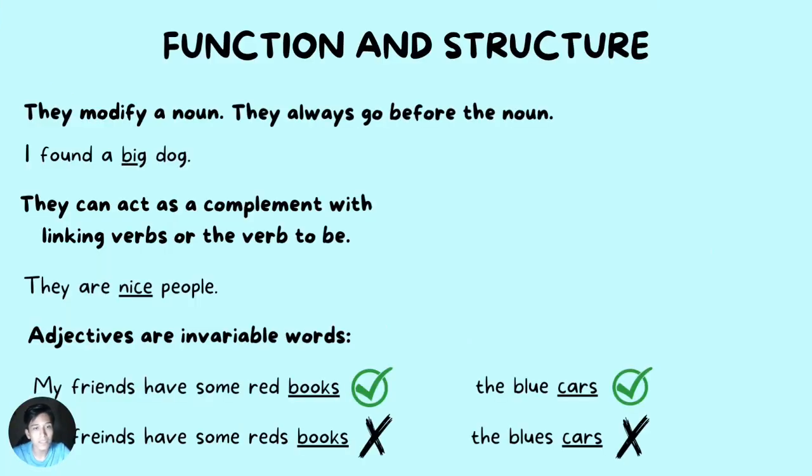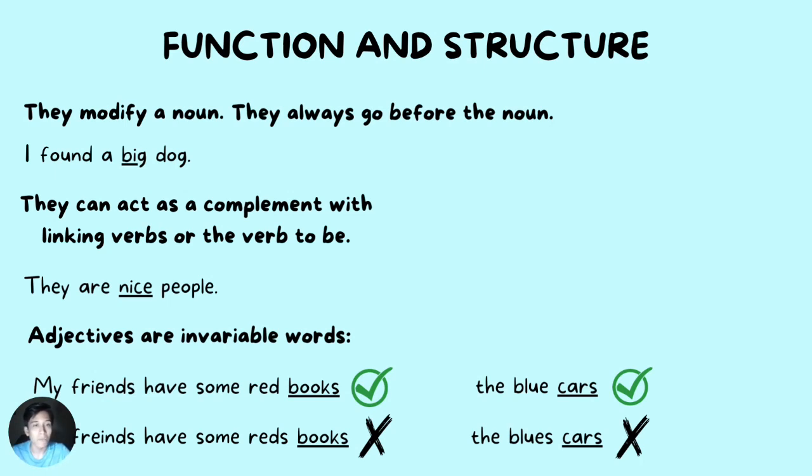So let's start by saying that an adjective is a word which modifies a noun and it always goes before it. An adjective adds extra information and makes you realize what the qualities of a noun are. We can say that it makes a normal sentence interesting.